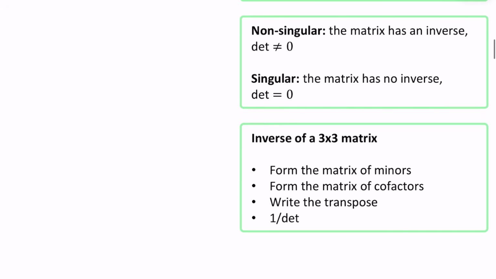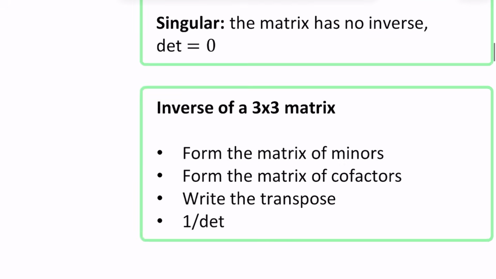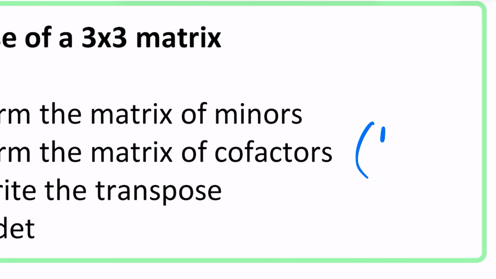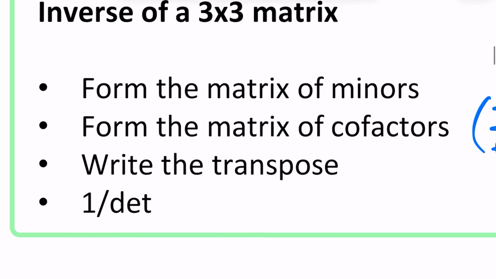You form the matrix of cofactors. This is where, I'm going to draw this out, you negate some of them. It goes plus, minus, plus, minus, plus, minus, which makes a nice pattern like this. Anywhere there's a negative, those terms get negated.